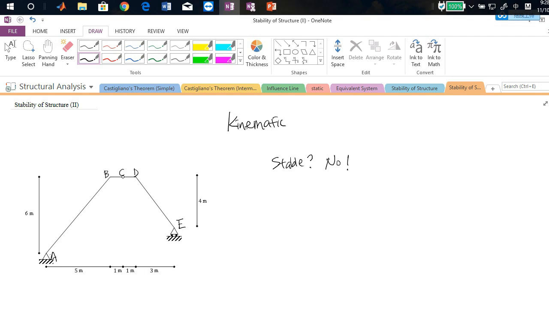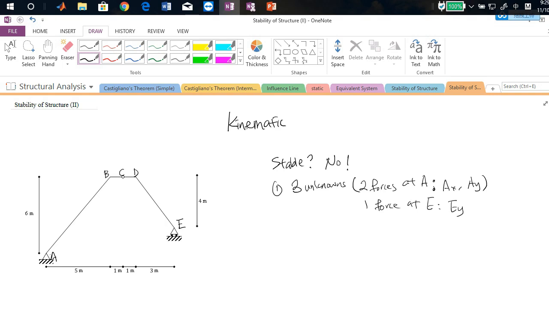I will explain this stability from two approaches. One, from counting the number of unknowns and the number of equations. The number of unknowns that we have for this system is three. We have two forces at point A, AX and AY, and also one force at E, let's call it EY.